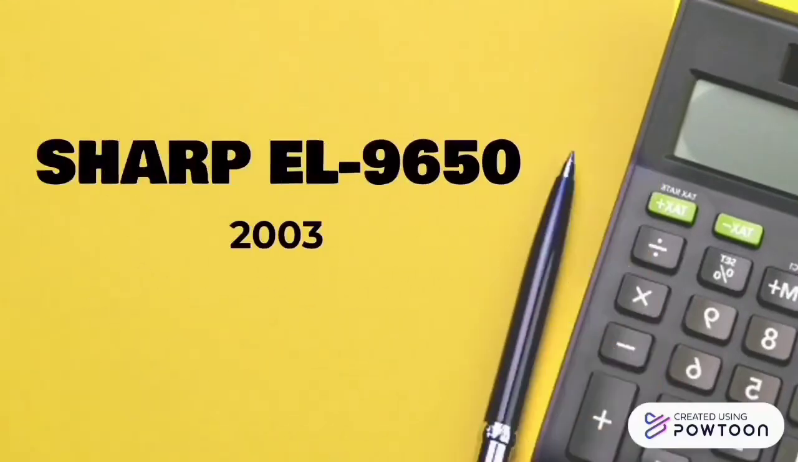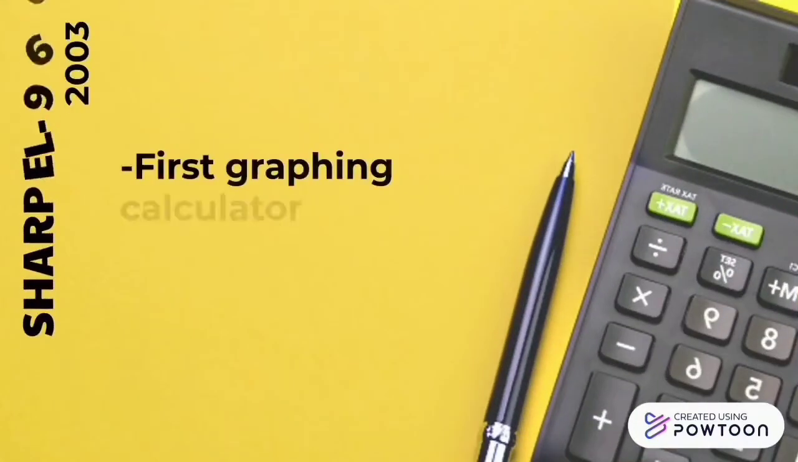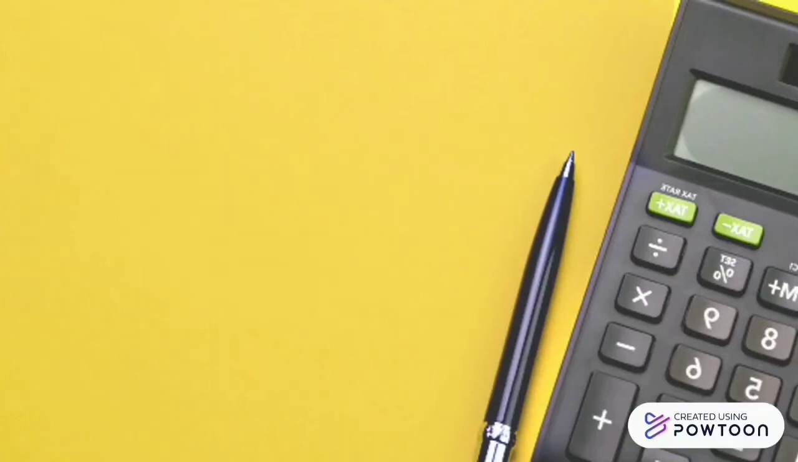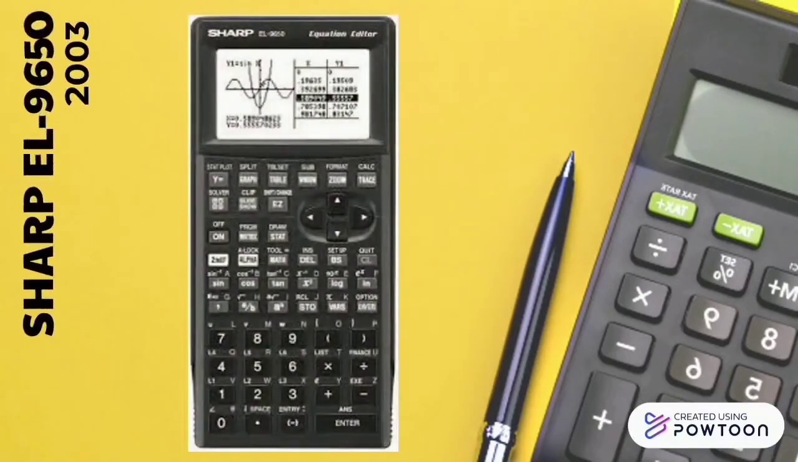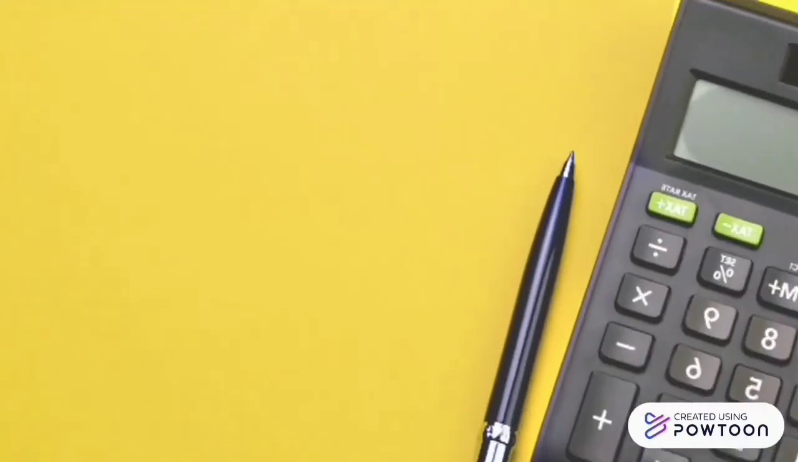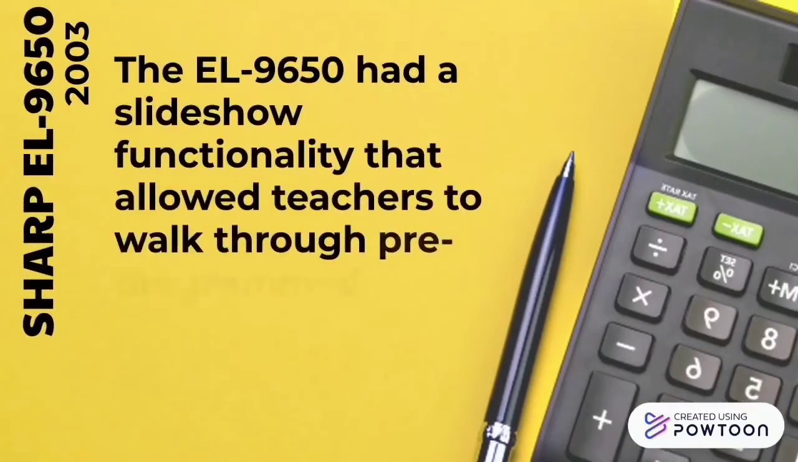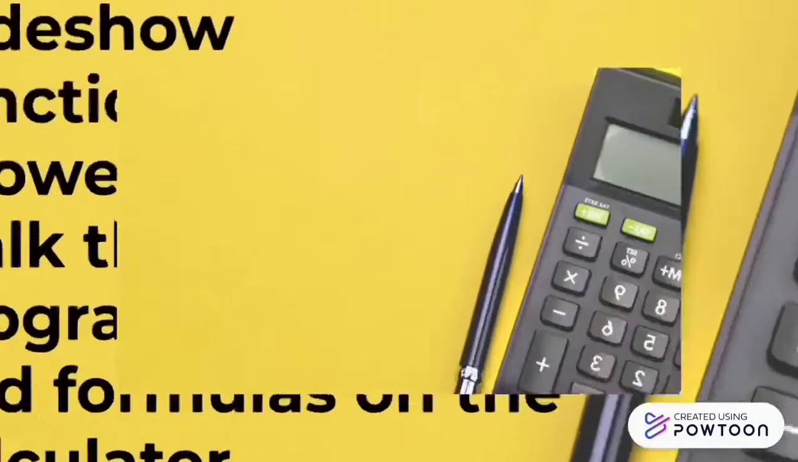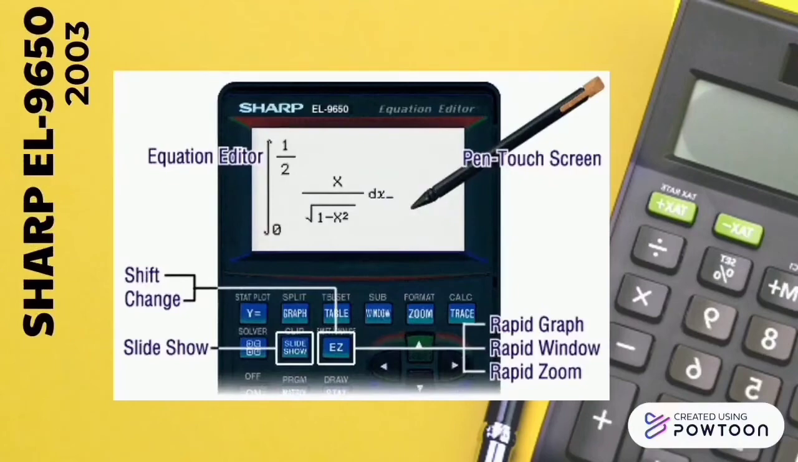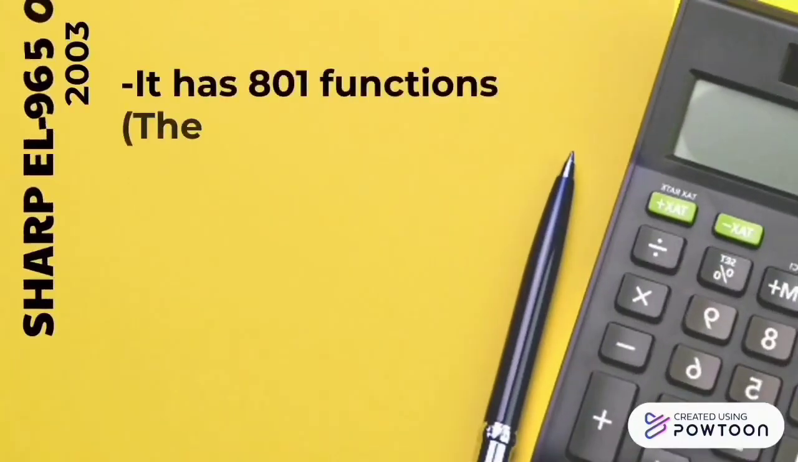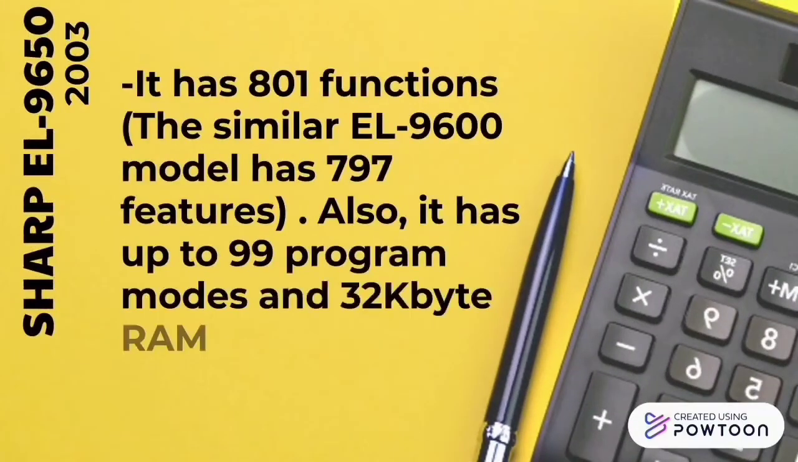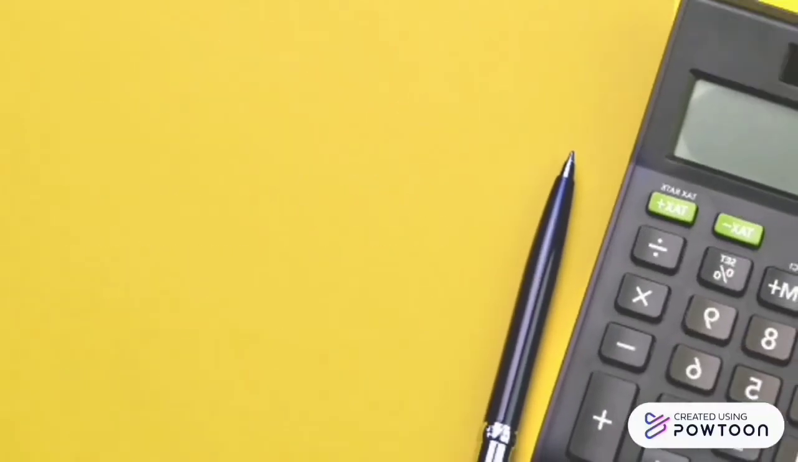By the year 2003, the first graphing calculator with touch functionality was released. The EL-9650 had a slideshow functionality that allowed teachers to walk through pre-programmed lessons and formulas on the calculator. It has 801 functions. Also, it has up to 99 program modes and 32 KB RAM memory.